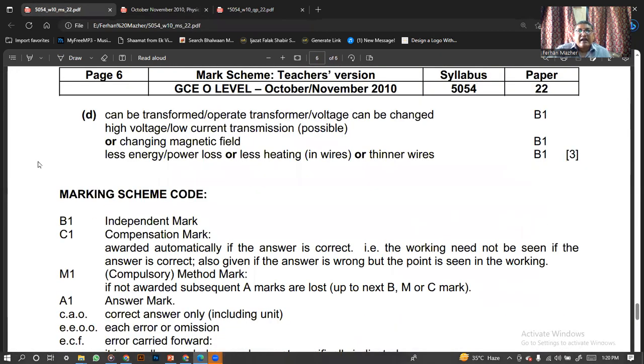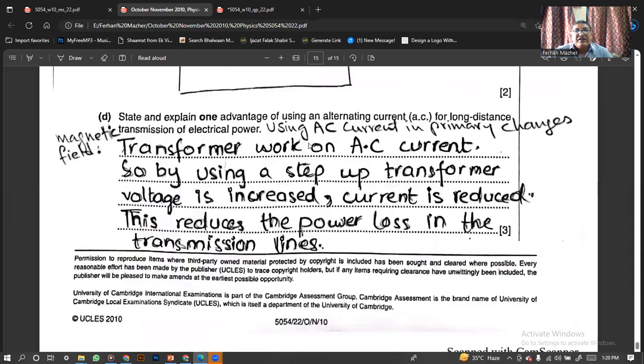He says: can be transformed, operate, transformer voltage can be changed, high voltage, low current transmission possible, changing magnetic field, less energy, power loss, or less heating in the wires or thinner wires. You see, when we use alternating current in the primary, this produces a changing magnetic field, and this induces EMF in the secondary coil. So that's why the transformer can work on alternating current.